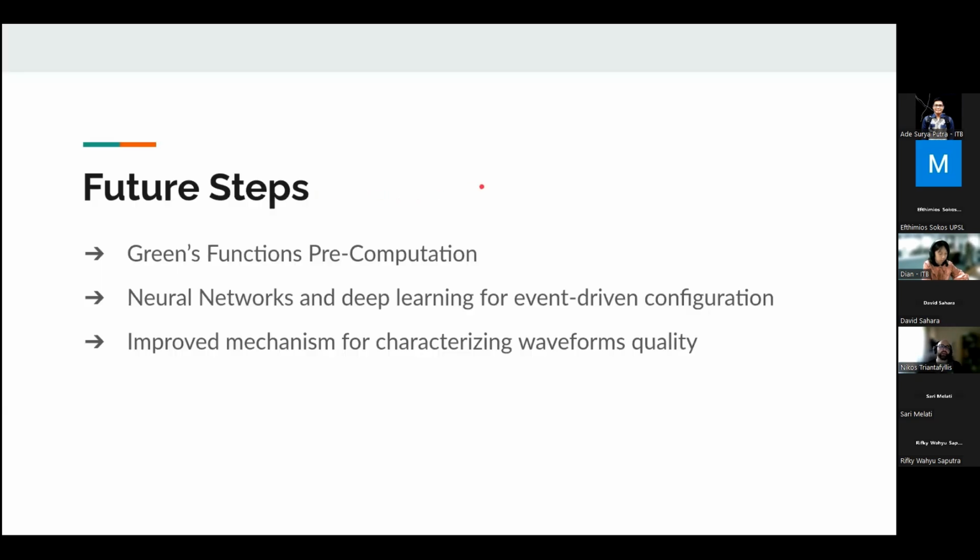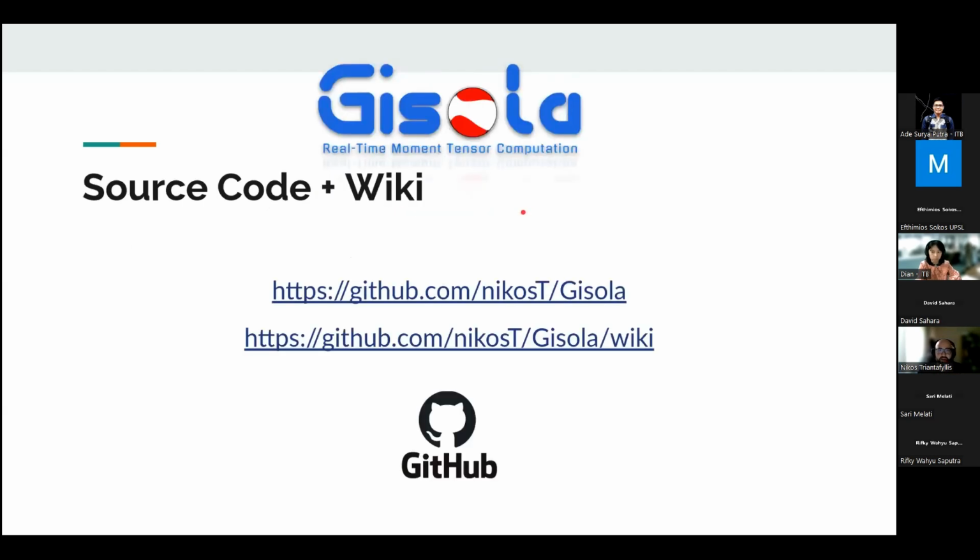And okay, we have future steps. We would like to have green functions pre-computed, so we have quicker computations. We are interested in neural networks, deep learning and machine learning event-driven approaches. Also improved mechanisms in characterizing the waveform quality, like the modules I mentioned before. And here you can find the source code.